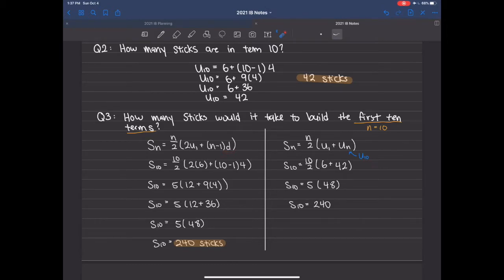So if I had asked you to find, let's say, how many sticks would it take to build the first 200 terms in the sequence, then you would probably want to use this version of the formula because you know the common difference and you know all the other pieces of information. But if I asked you to find the sum of the first 200 terms, we don't right now know what u sub 200 is, so you could not plug it directly into this formula.